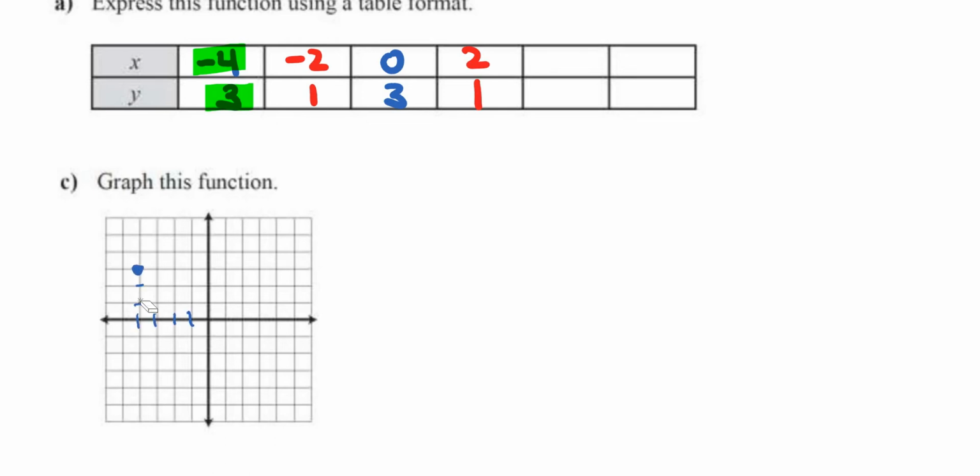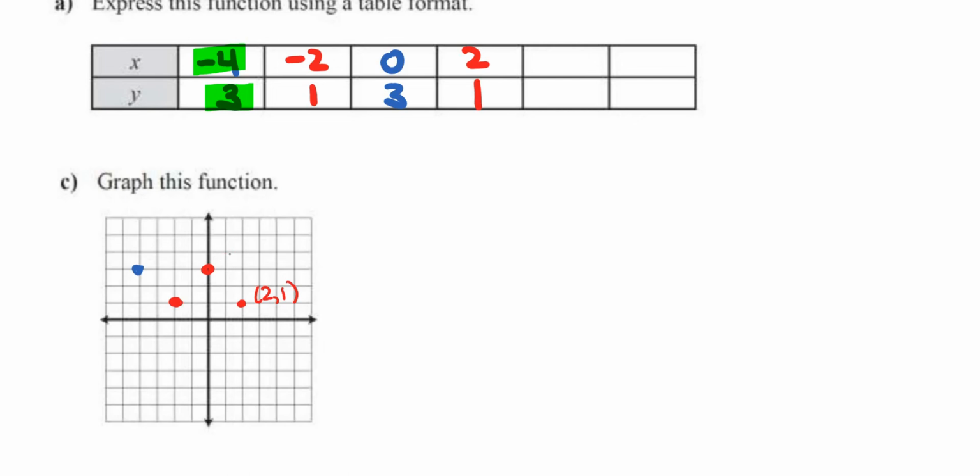So there it is. There's -4, 3. And then I have -2 and 1. So there's -2 and 1. And I have 0 and 3, so 0 and 3 is going to be right about here. It's 0, 3. And finally, 2, 1 is about there. So this is the point 2, 1.